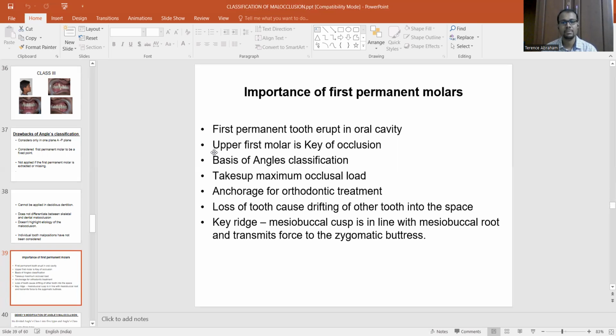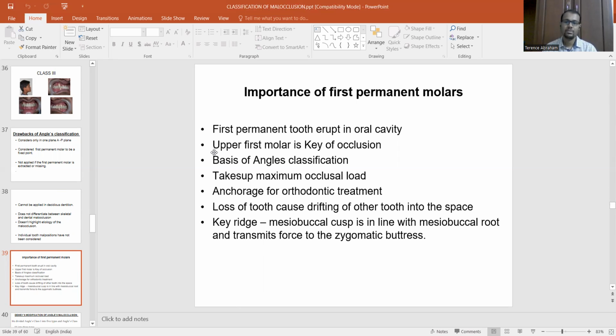There is also a key ridge, which is the mesiobuccal cusp of the first permanent molar, in line with the mesiobuccal root, and it transmits the force to the zygomatic buttress. So the key ridge is present in the line of the mesiobuccal cusp or mesiobuccal root of the first permanent molar, which helps to transmit the force to the zygomatic buttress. So maximum masticatory load is taken up by the maxillary first permanent molar and is transmitted to the key ridge area.